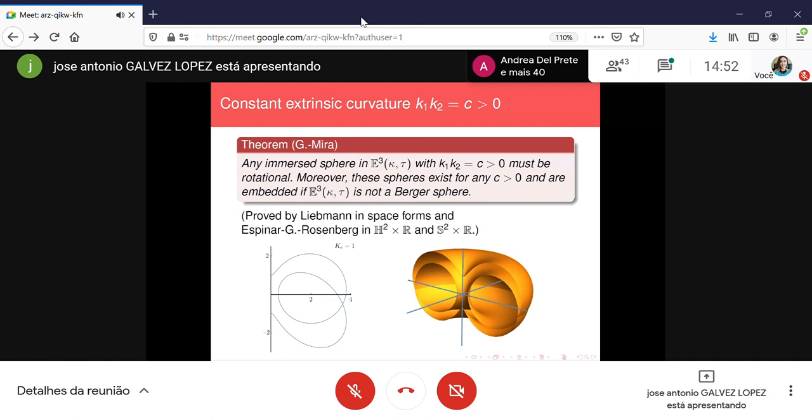But I noticed the technique is very two-dimensional. So, is there any hope of extending this to hypersurfaces in higher dimensional spaces?